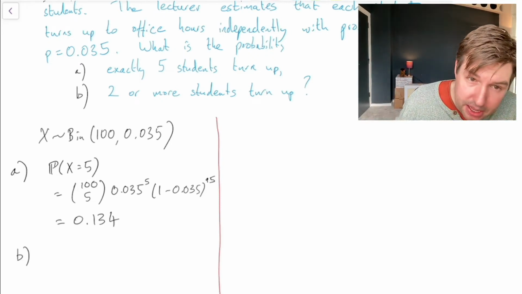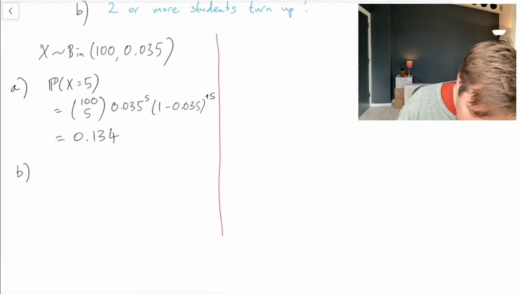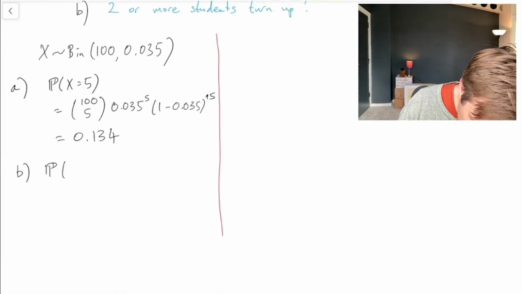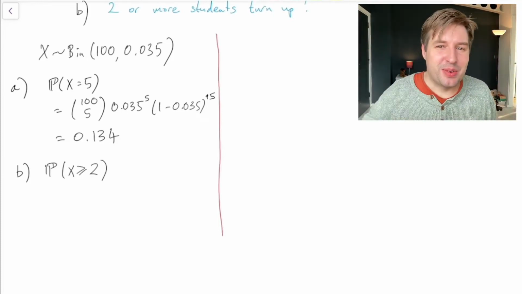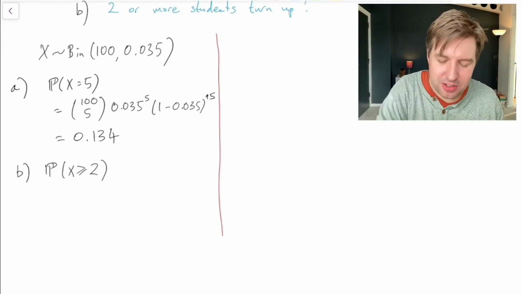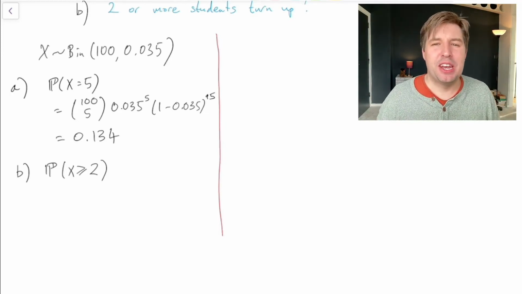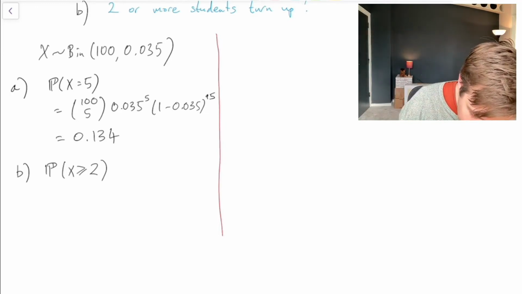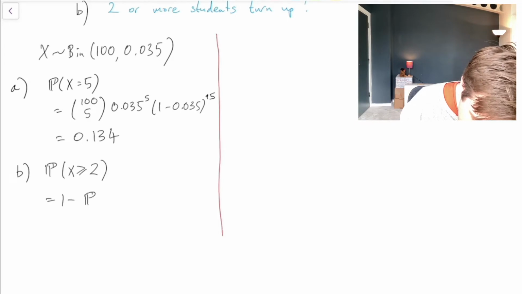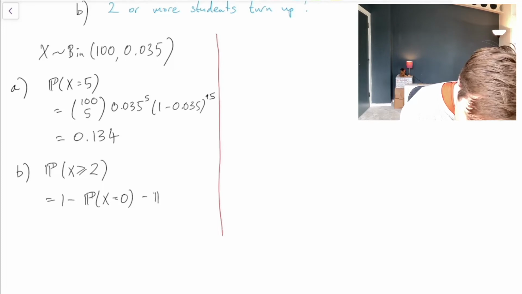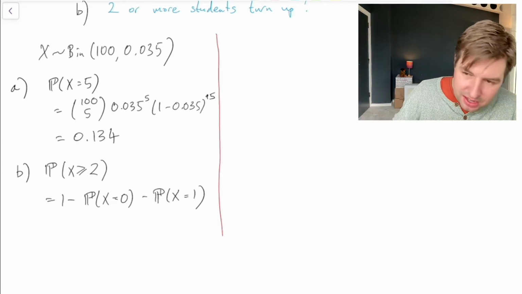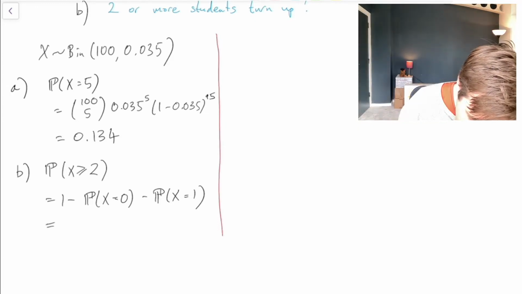What about part B? Part B is asking for the probability 2 or more students turn up. Well, this is one of these at least questions, isn't it? The probability at least 2 turn up. As we know by now, when you've got an at least question, it usually helps to look at the complementary event. So if it's at least 2, then it's not 0 and it's not 1. We can write that. And again, each of these we know from it being a binomial distribution.